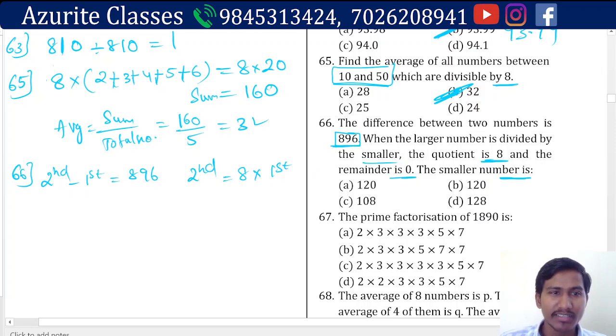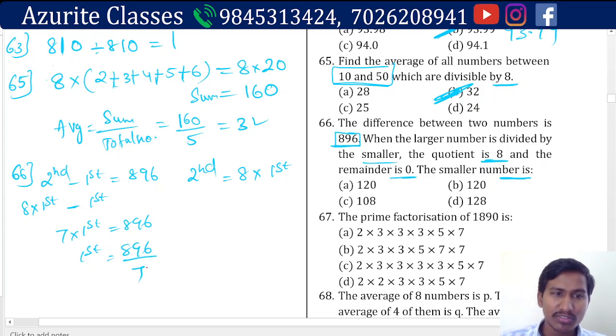So the second number is 8 times the first number. Minus the first number, 8 times minus 1 time is 7 times. So 7 times the first number will be 896. You divide with 7 here. So 896 divided by 7. 7 ones are 7, 1 will be remaining, 7 twos are 14, 5 will be remaining, 56, 7 eights are 56. So 128 will be the first number, that is the smaller number. Okay, 128, option D here.